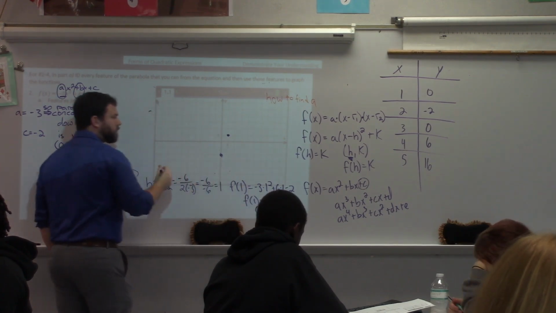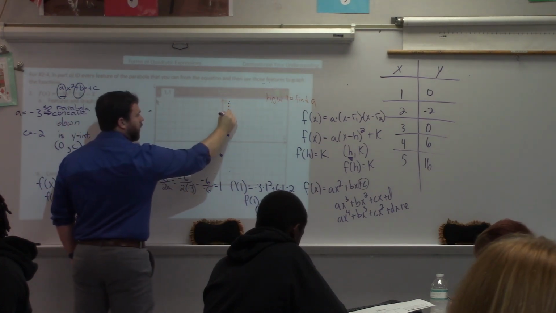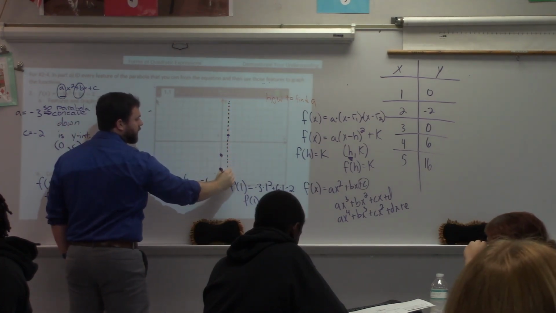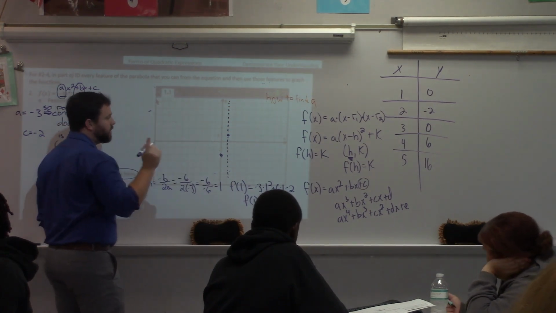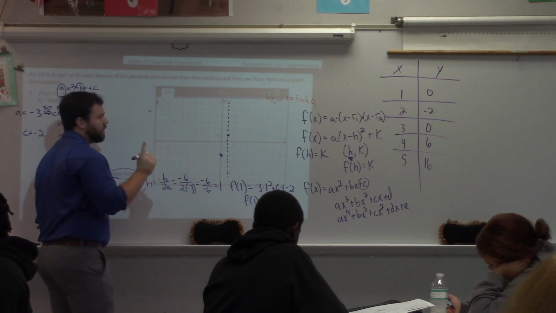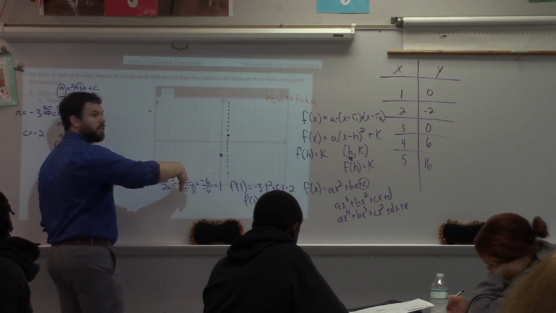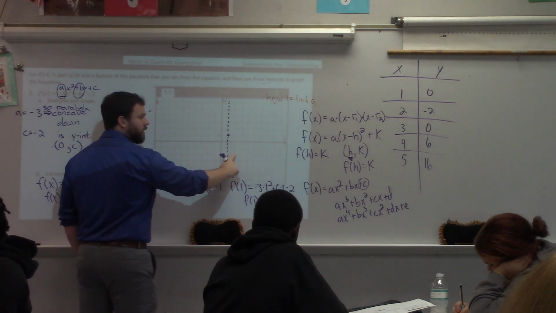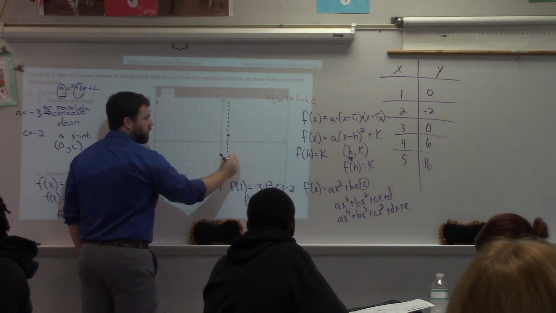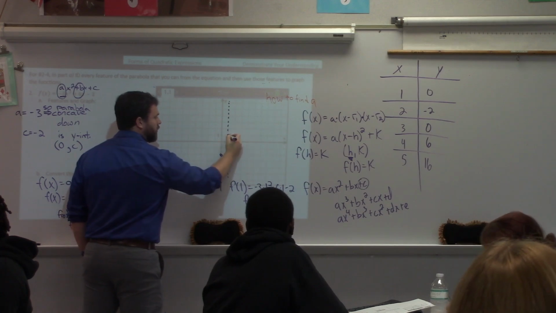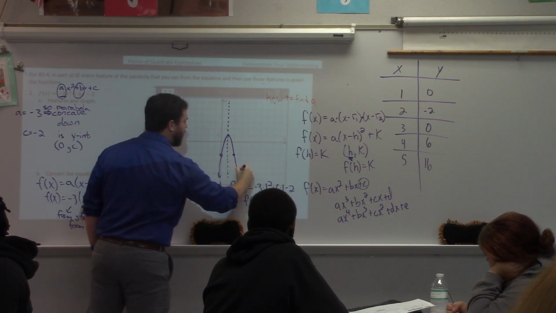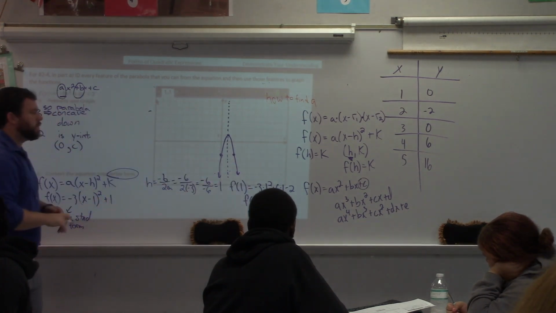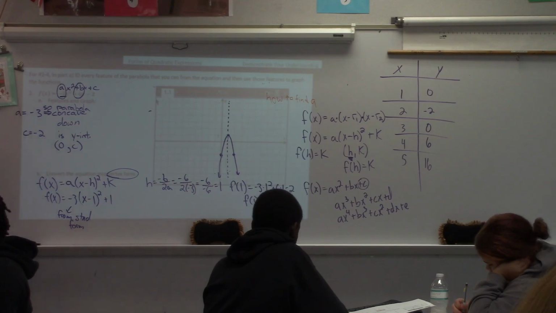Now, also remember what goes through our vertex? That line of symmetry. This is one thing I saw Xander do that I thought was fantastic, and I would encourage you to remember. If you know that line of symmetry, don't you know the point on the other side as well? So that's a more accurate graph. Notice concave down. Use that y-intercept to get the next point as well.